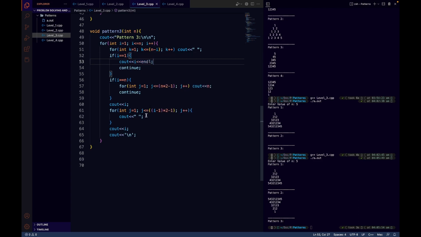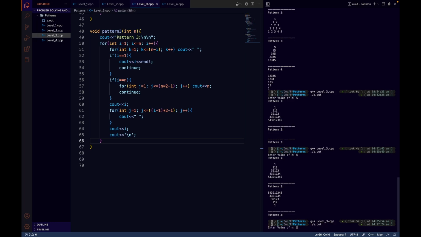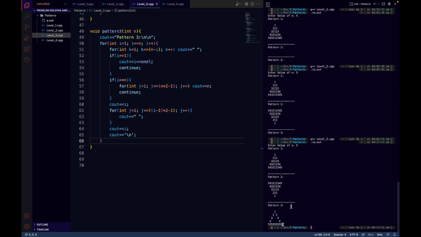Let me just review the code real quick. So the code seems fine. Let us build the code and check whether it is creating the desired output or not. Let us take the value of 5. If you see the pattern, we are getting the desired output.